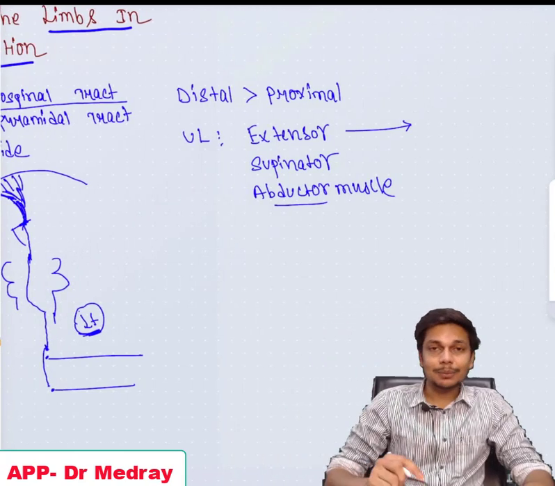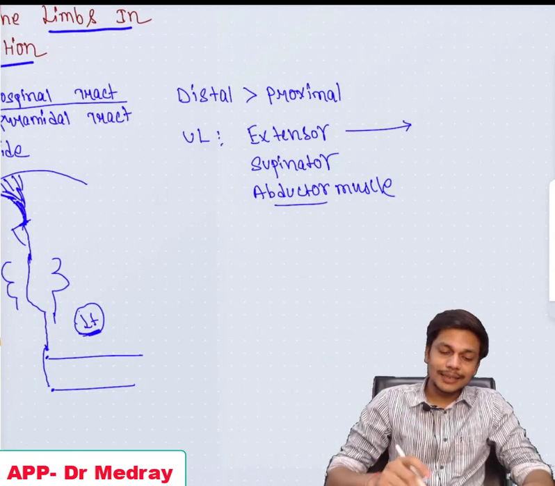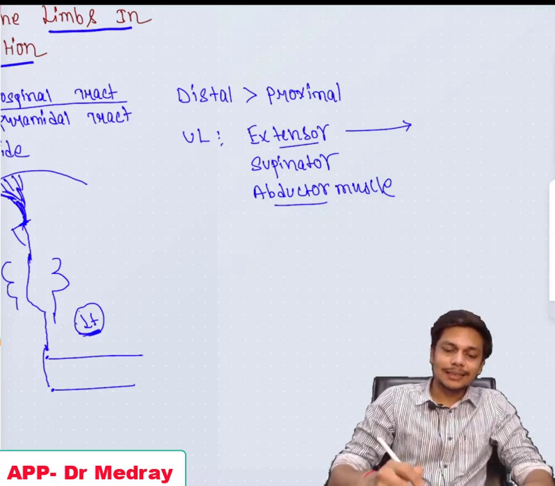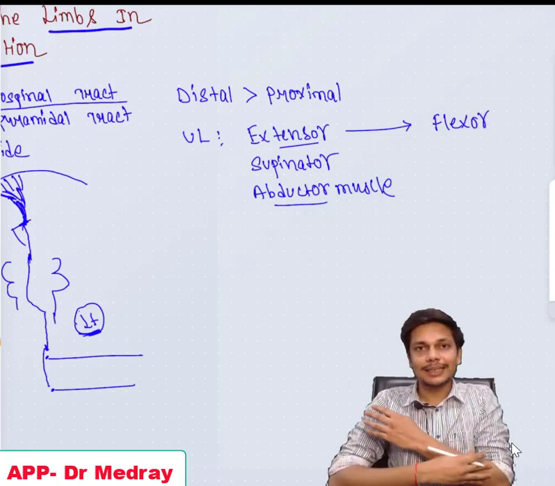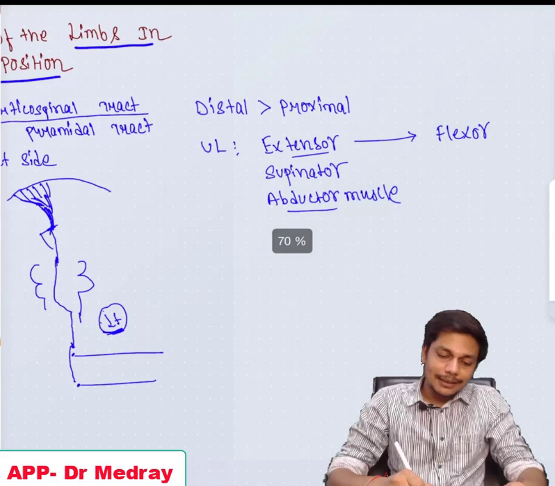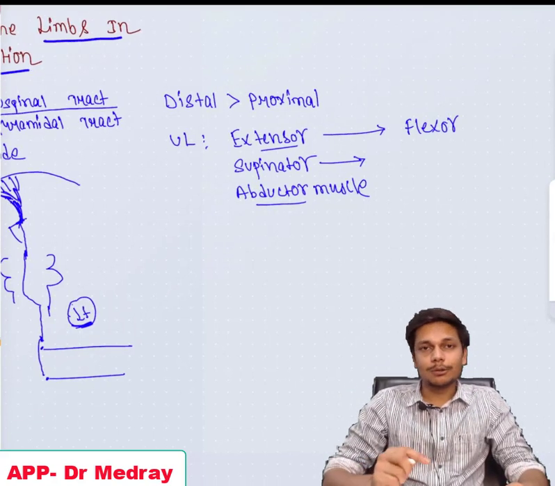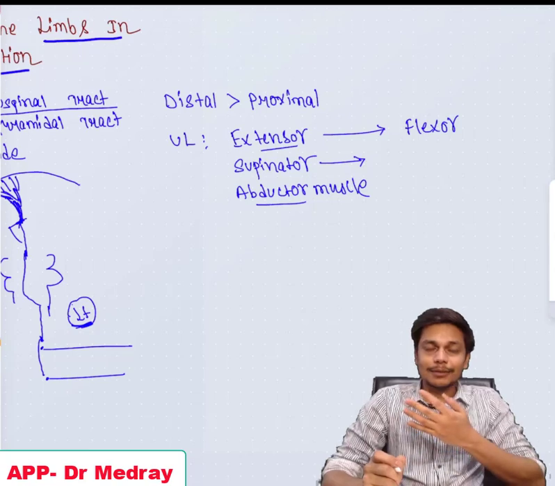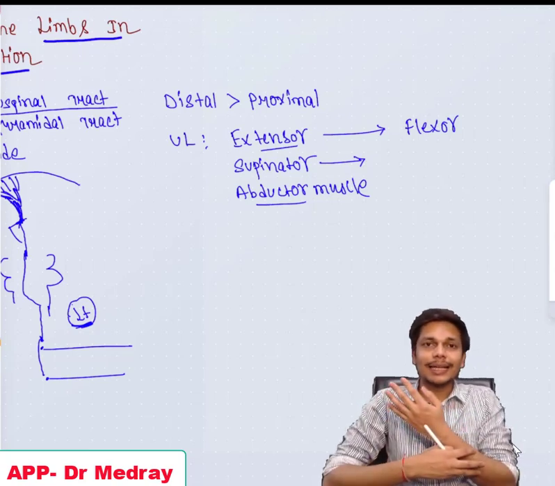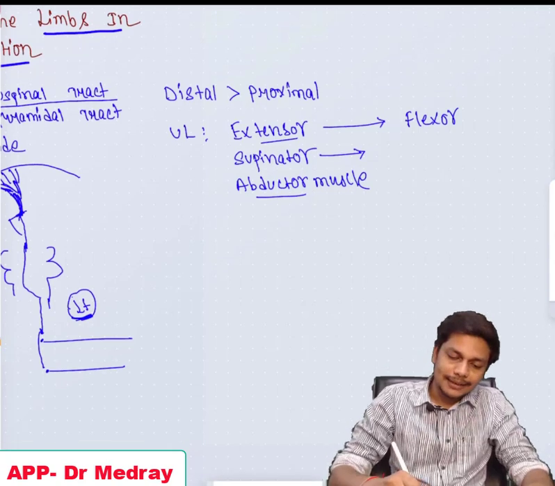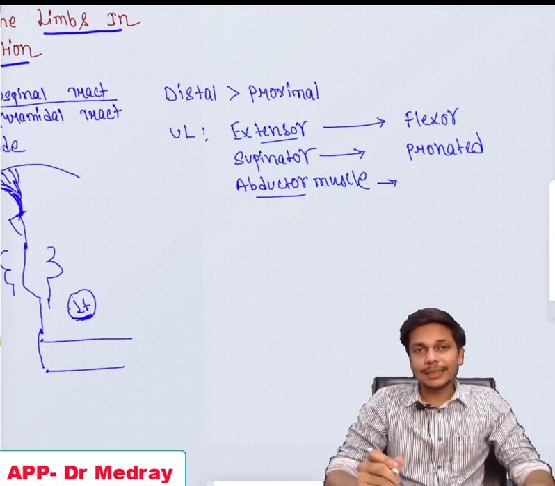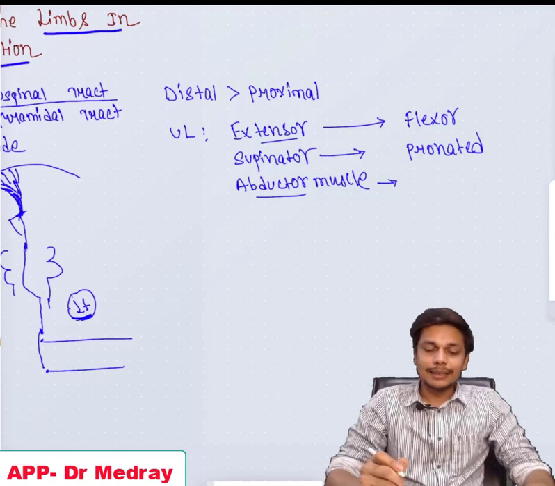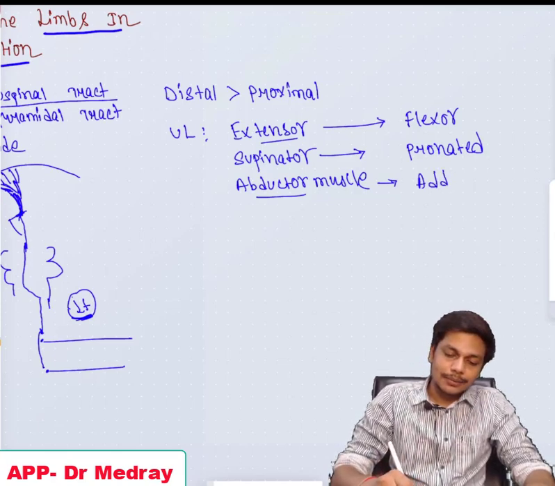So if you look at the left upper limb of this patient, because of weakness in the extensor group of muscles, there will be flexion at the elbow joint. If there is weakness in the supinator group in corticospinal tract involvement, there will be pronation. The hand will be flexed, and semi-pronated or pronated. And abductor muscle involvement in corticospinal tract lesion will lead to adduction of the arm.